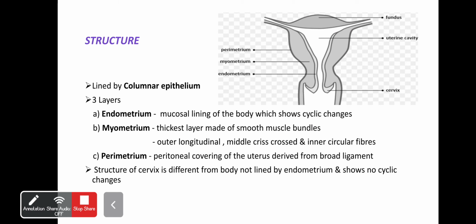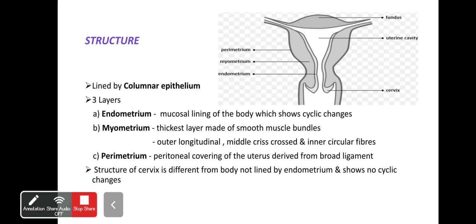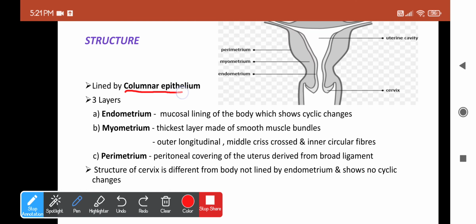Let's see something about the structure of the uterus. So first, the uterus is made up of three major layers: the outermost perimetrium, the middle myometrium, and the inner endometrium, okay. It will be lined by a columnar epithelium, and the three layers include perimetrium, myometrium, and endometrium. So this endometrium is an inner lining which will show cyclic changes every month, okay.